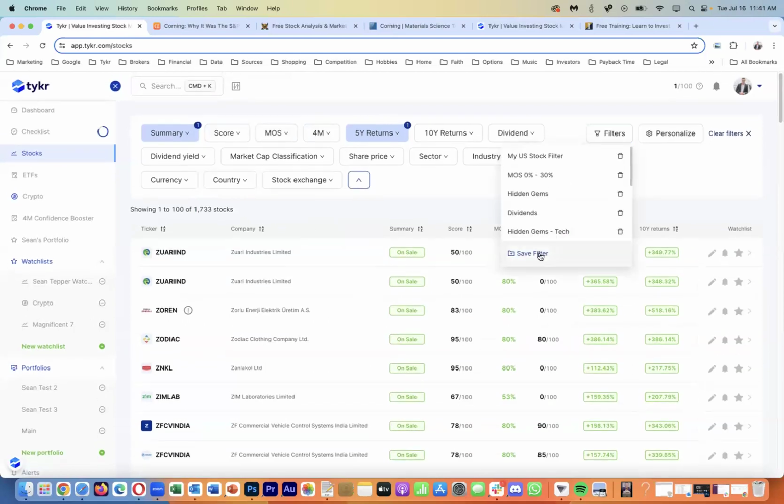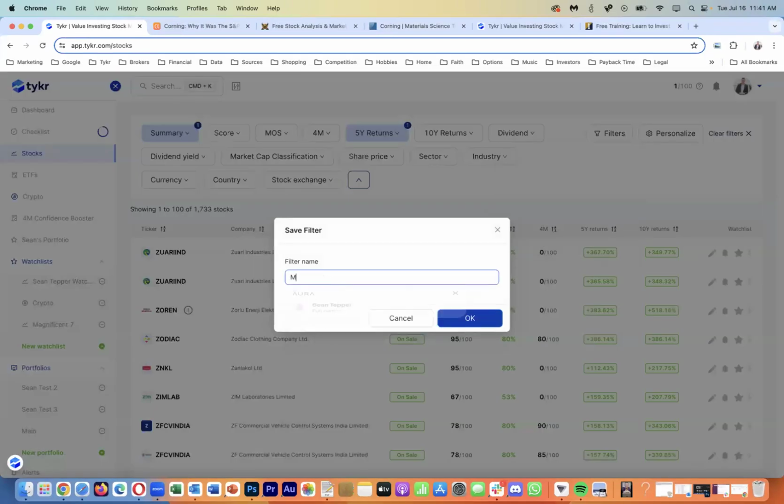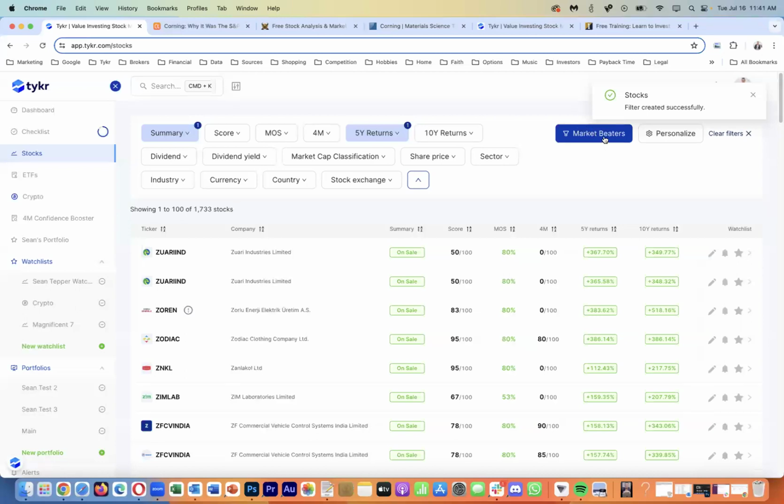And if you don't know, you can save this. You could call it like market beaters. Save it, and then it'll save there, and you can go back and reload it so you don't have to play with the filter again. So that's an idea for you. Does that help answer your question, Anis? Yeah, very much. Thank you so much. Sure. Yeah, you bet.